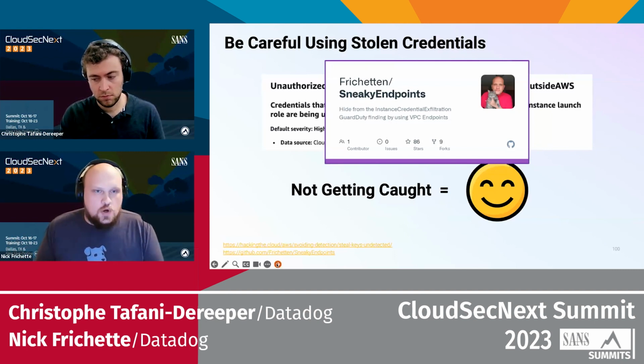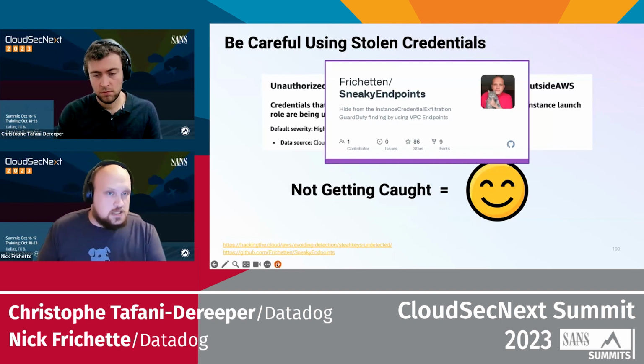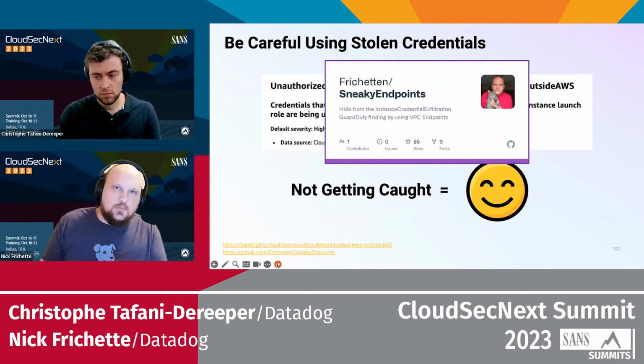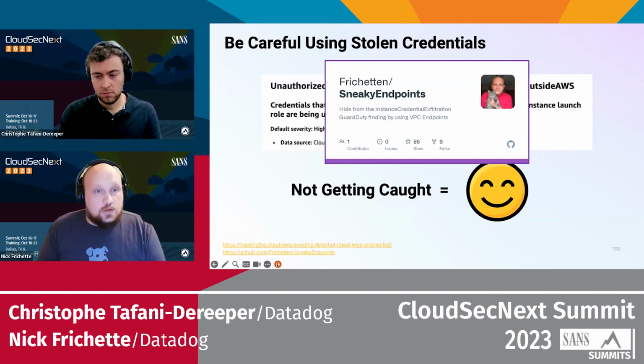If you're interested, we have an open source project called Sneaky Endpoints that is a collection of Terraform scripts that'll spin up an environment for you, an EC2 instance you can use, as well as a bunch of VPC endpoints that you can start routing your traffic through and evading detection.